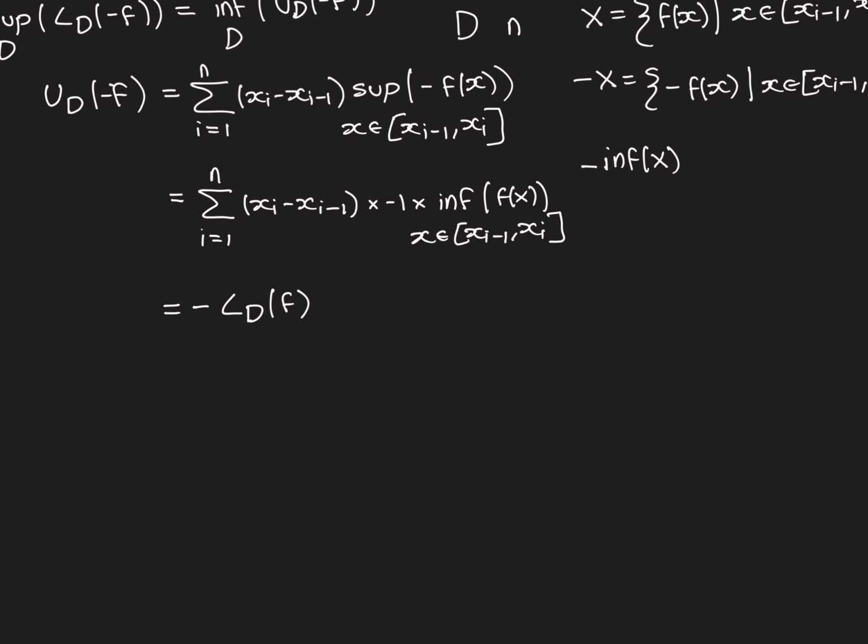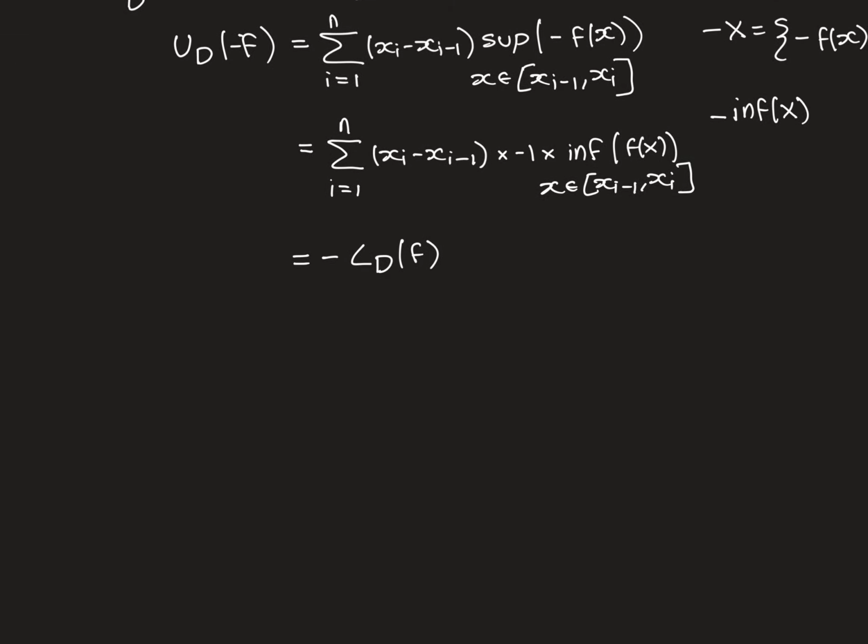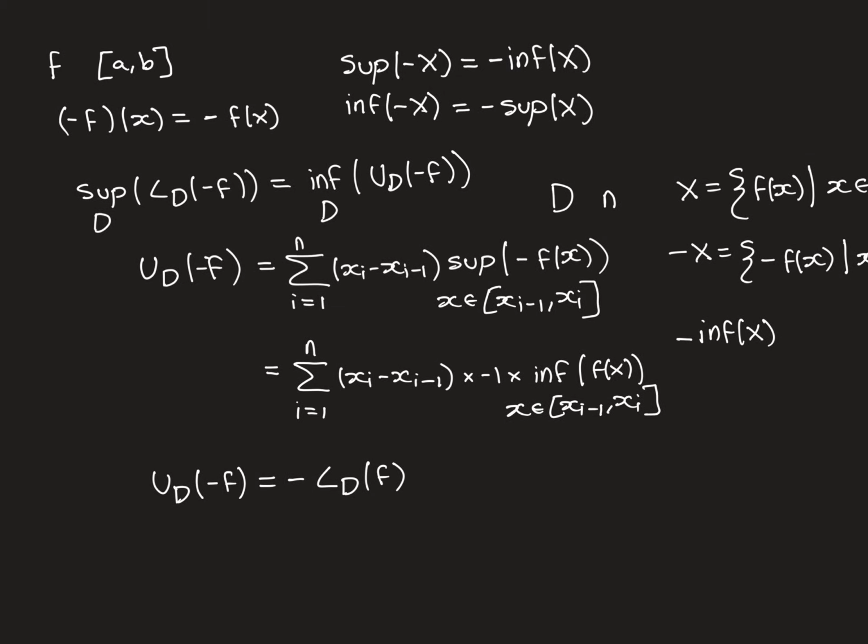So that's our overall result then, that the upper Riemann sum over any dissection of minus f is equal to minus the lower Riemann sum over that dissection for the original function f. So yes, it's switched round in this way.